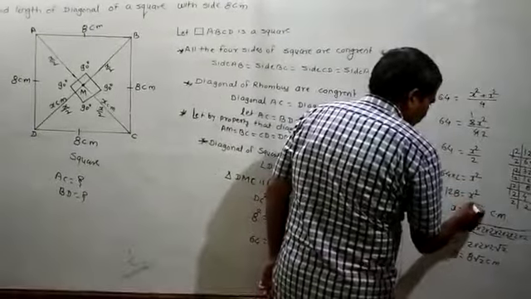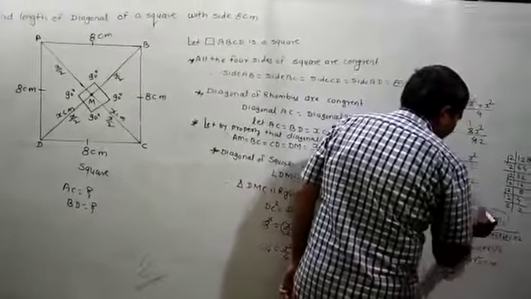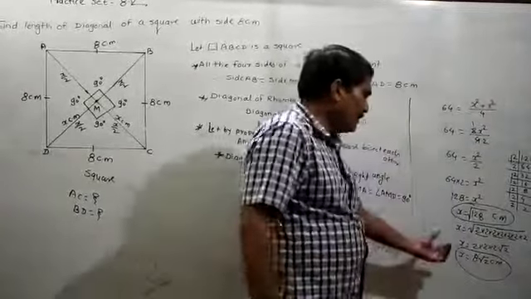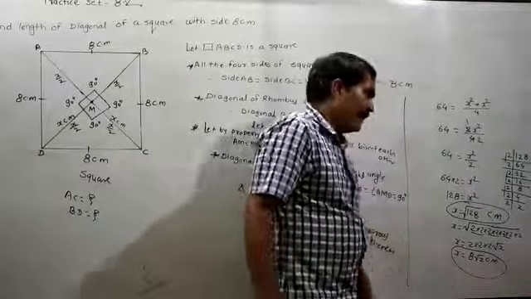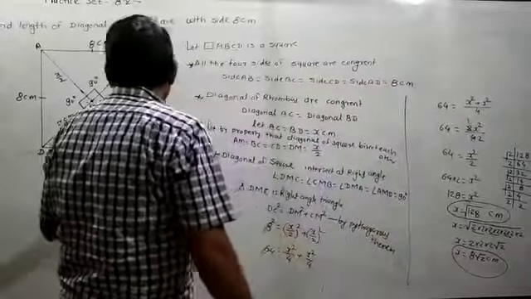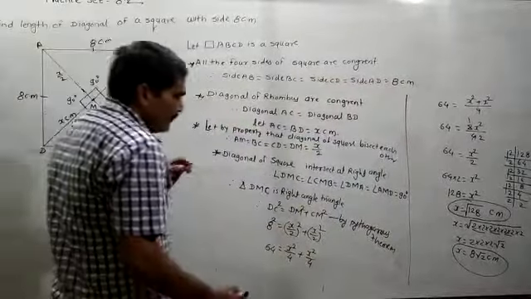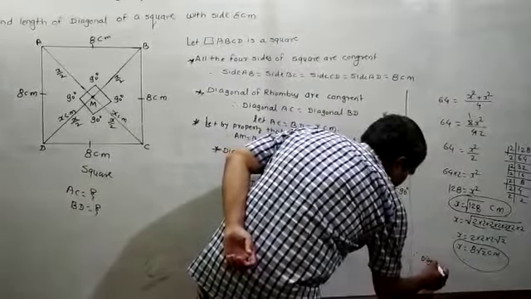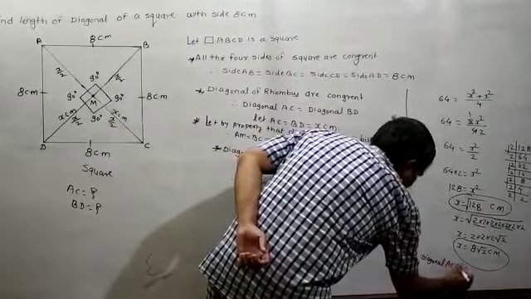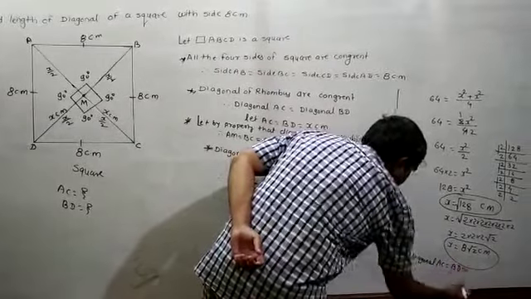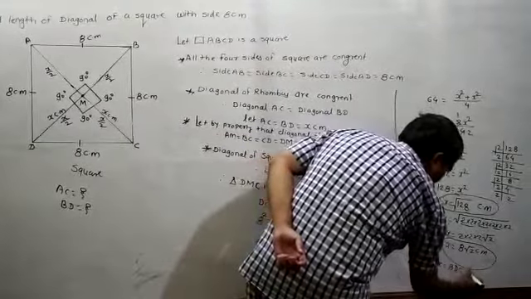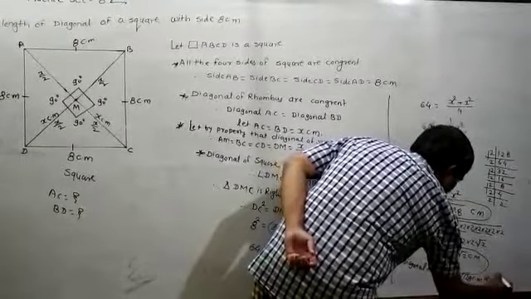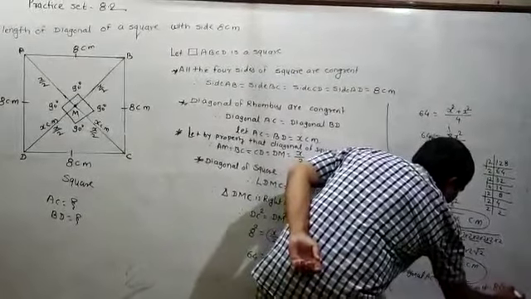If the book gives this answer, and you solve like this and find the answer, no problem at all. This one is also a correct answer. Therefore AC is equal to BD. Therefore diagonal AC is equal to BD is equal to root 128 centimeters or 8 root 2 centimeters.